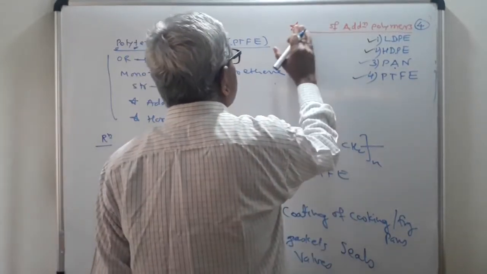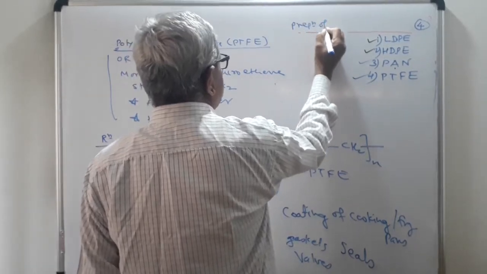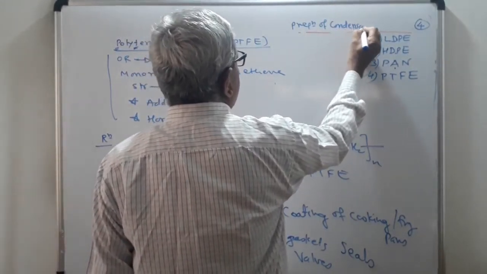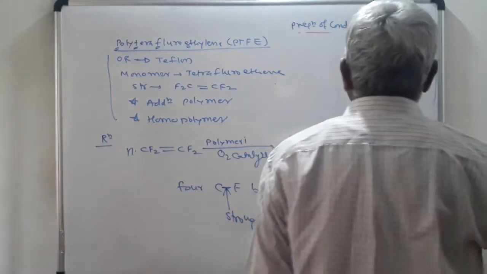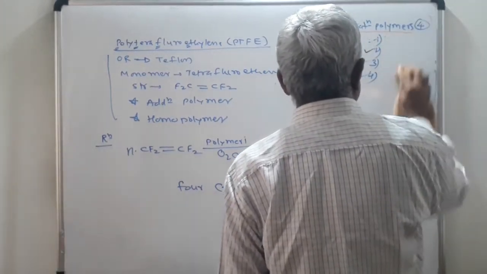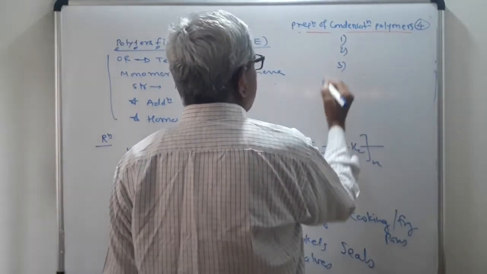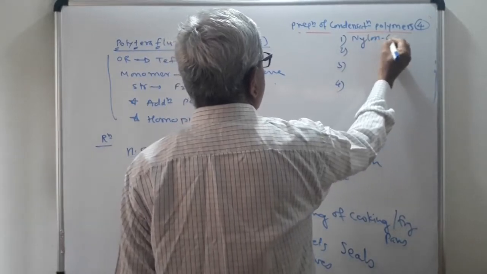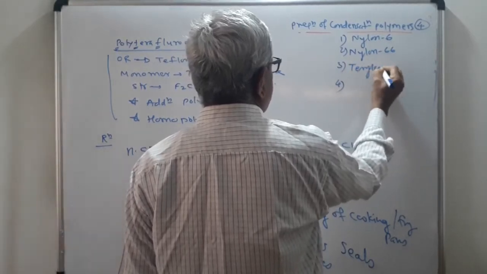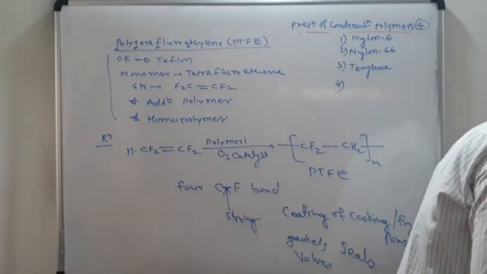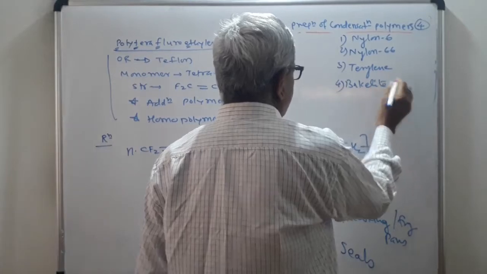Now we are going to learn the next one, preparation of condensation polymers. Again, you have to learn 4 condensation polymers. First is Nylon 6,6. Second is Nylon 6. Third one is Terylene. It is also called Dacron. And last one is Bakelite. These 4 you have to learn in detail.